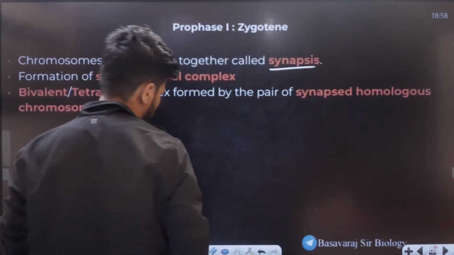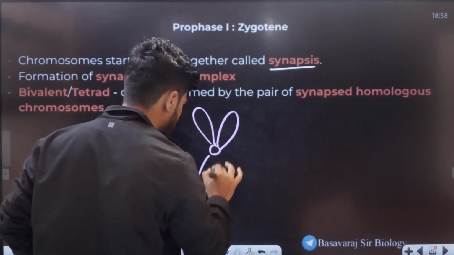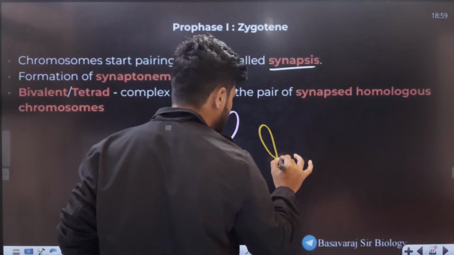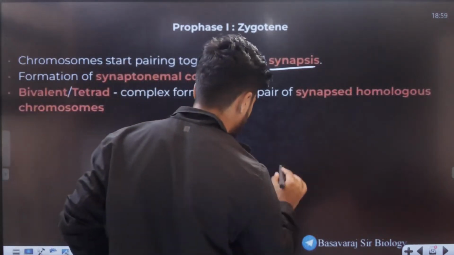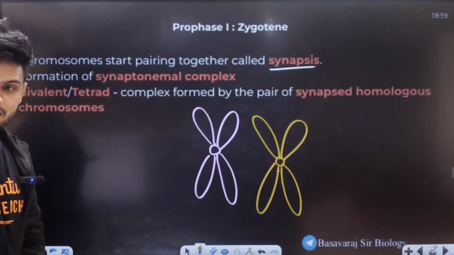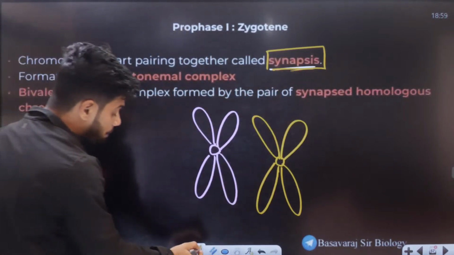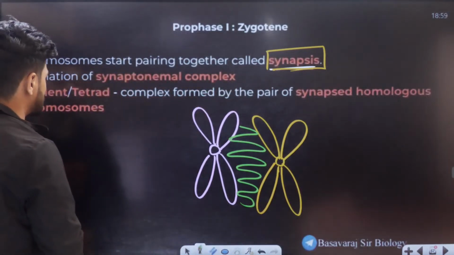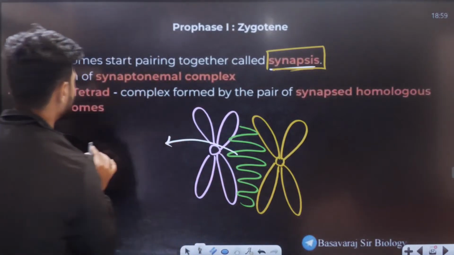For example, here I have 1 chromosome, and this chromosome and this chromosome are both homologous to each other. They will pair up like this. This pairing up is called synapsis. Now understand here, between the chromosomes there is a complex formation. This is called the synaptonemal complex.